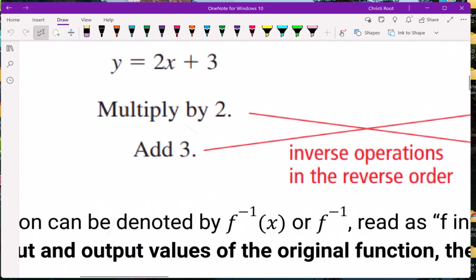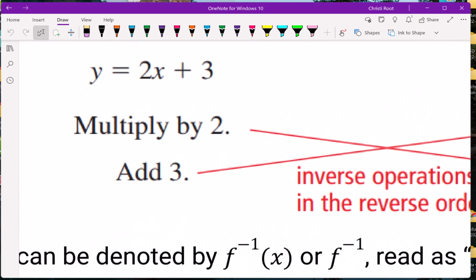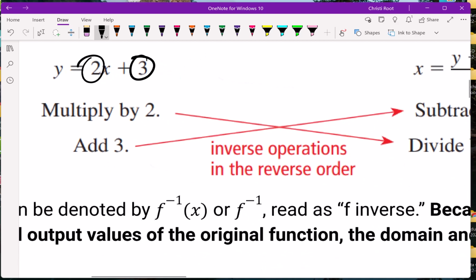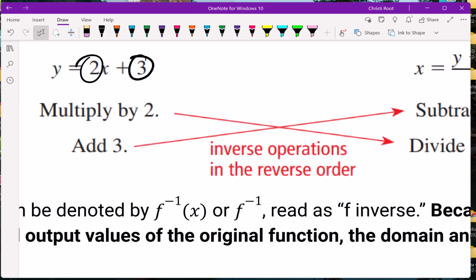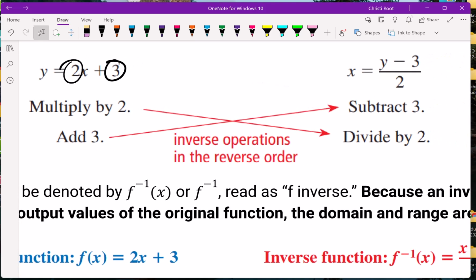So if you look right here, you are multiplying by 2 here, and then you are adding 3. So if you wanted to do an inverse function, you would do exactly the opposite of that. So instead of adding 3, you would subtract 3. And instead of multiplying by 2, you would divide by 2. And notice how they're in the opposite order as well.